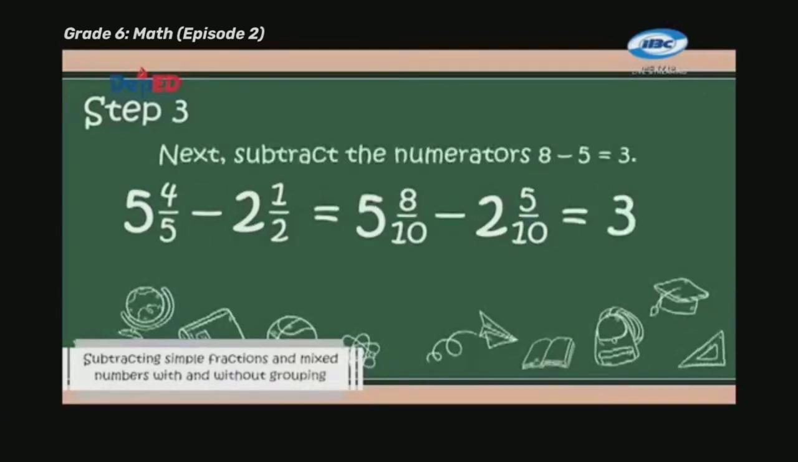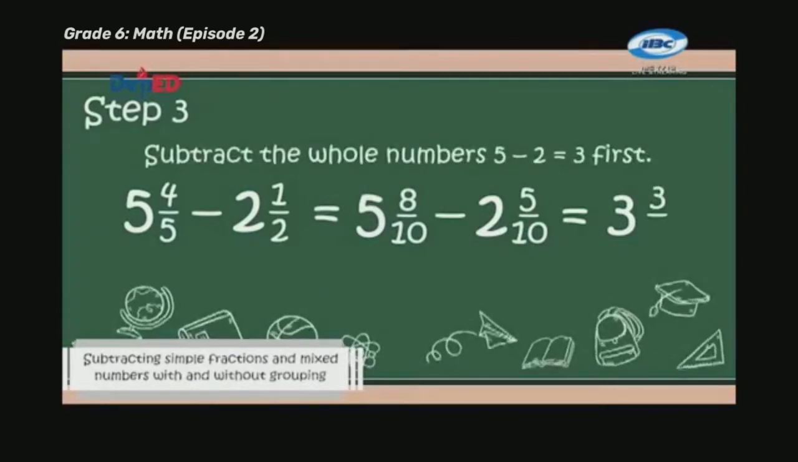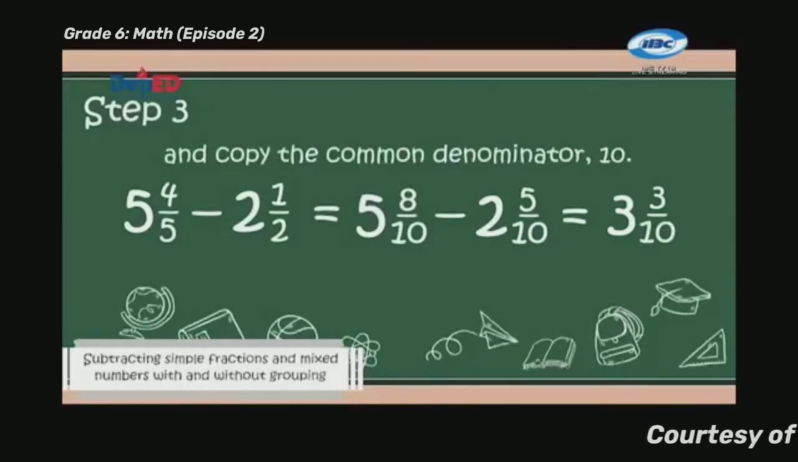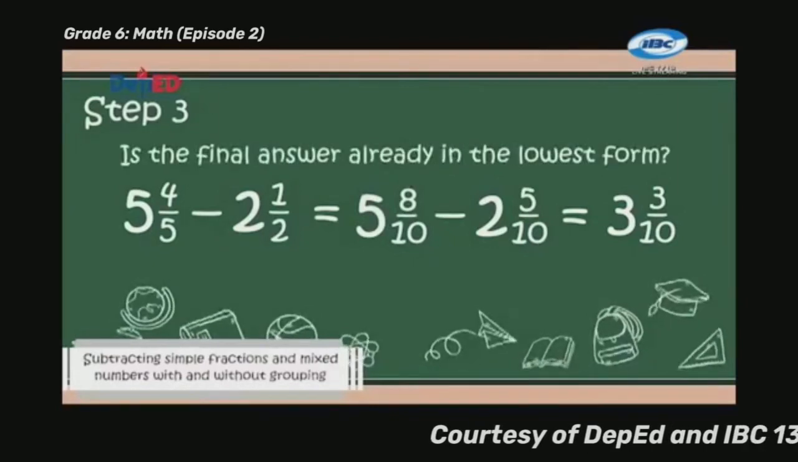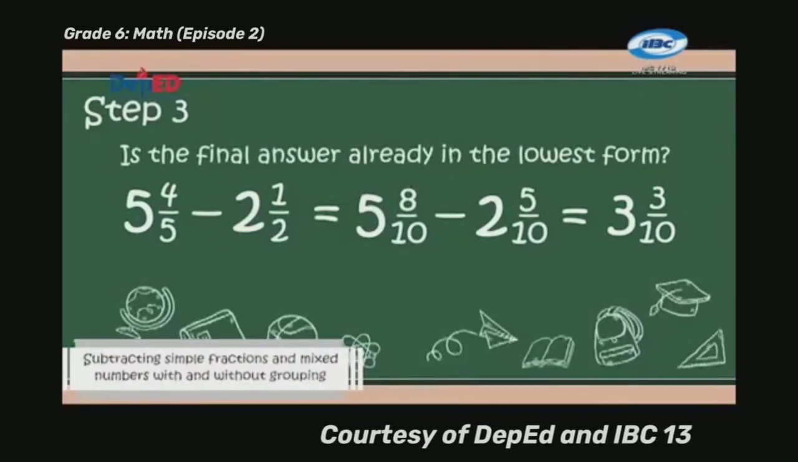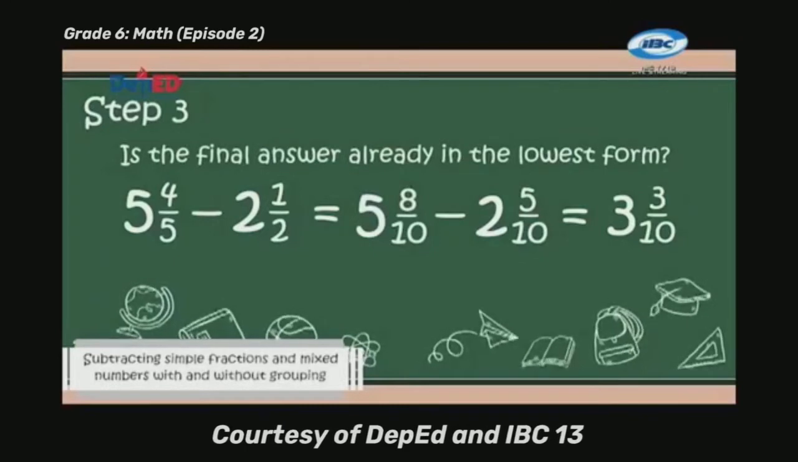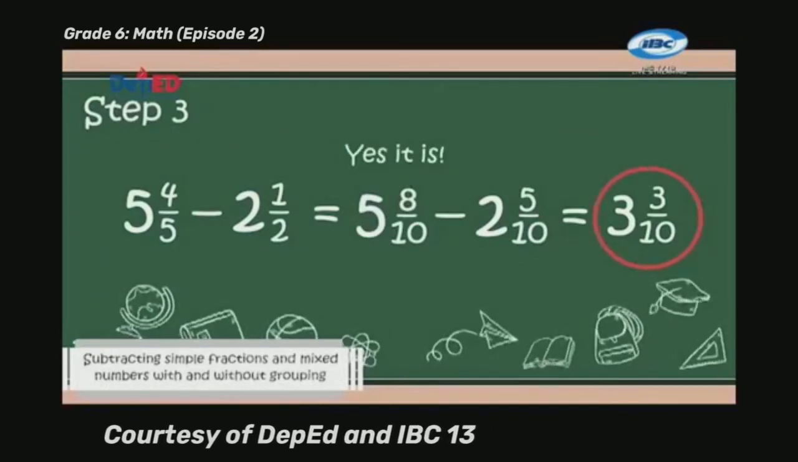5 minus 2 equals 3. Next, subtract the numerators. 8 minus 5 equals 3. And copy the common denominator, 10. We have 3 and 3/10. Is it already a lowest term? Yes. Therefore, our final answer is 3 and 3/10.